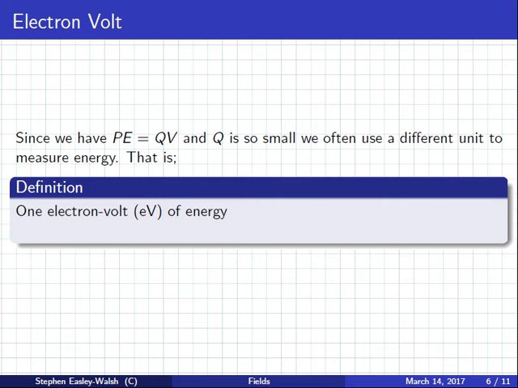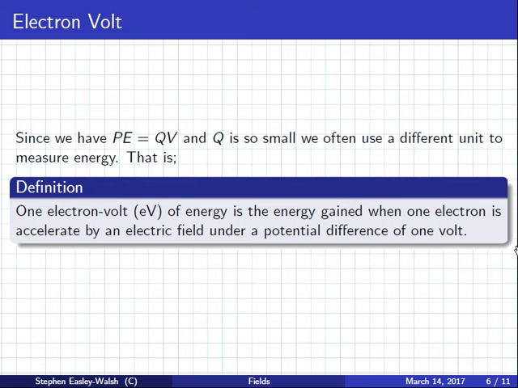Any ideas? Well, I'll give you a clue. It involves 1 volt and 1 electron. It is the voltage of 1 electron. It's the what? The voltage of 1 electron. No. Electron volt of energy is the energy gained when one electron is accelerated by an electric field of voltage 1 volt.